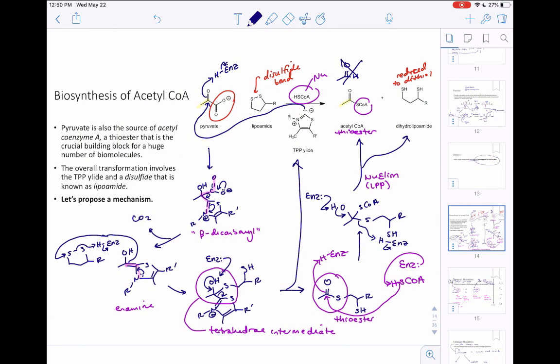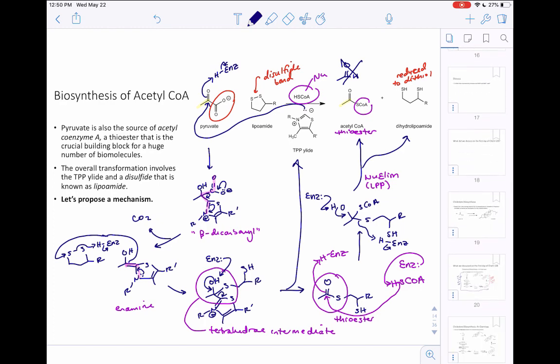And then finally, we looked at the formation of acetyl-CoA, a super important building block in your body. And this reaction, the transformation, used the TPP ylid to do the decarboxylation. So that was the first step. And then as far as new chemistry, we looked at acyl transfer. So that was really the new chemistry here. We did an acyl transfer.